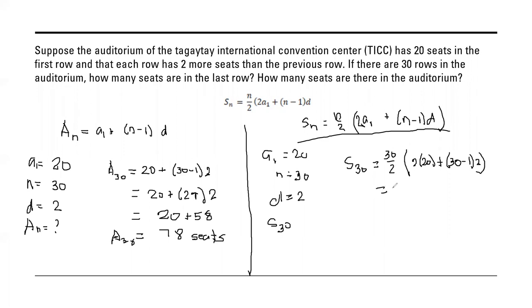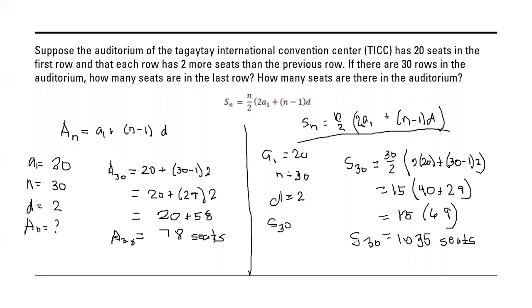So, nasagutan na natin yun. 30 divided by 2 is 15. Ito lang, 40. 2 times 20 is 40. Then, 30 minus 1 times 2 is 29. So, that will be 15 times 69. And what is 15 times 69? 15 times 69 is 1,035 seats. So this is your sum. So sa dulo ng upuan may 78, pero kung bibilangin natin lahat ng laman ng auditorium, we have 1,035 seats. Clear po tayo?